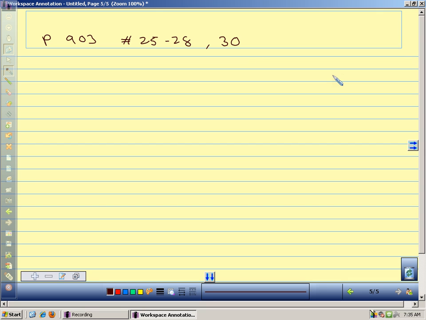So number 30, we're looking at the limit of that function. We're trying to make a conjecture about the limit of that function approaching from 2 different paths.